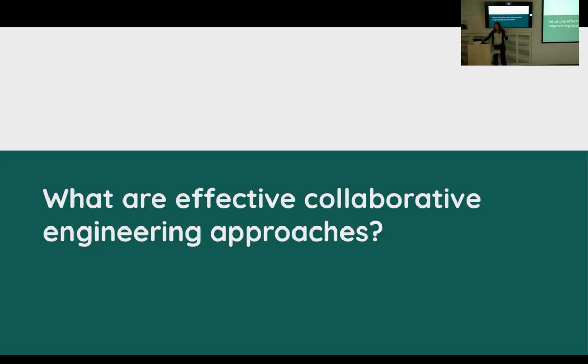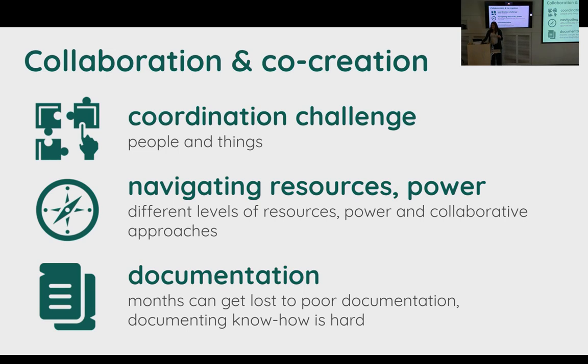So we've made something available, we've considered why we might make it available and what our intentions are. Once we've done that, what are effective collaborative engineering approaches that we might take? In a lot of our work around the biotech space, we try to think a lot about collaboration and co-creation. This can be challenging because if you really want to do those second two layers of universal participation and universal collaboration, you're going to have a coordination challenge of people and things.